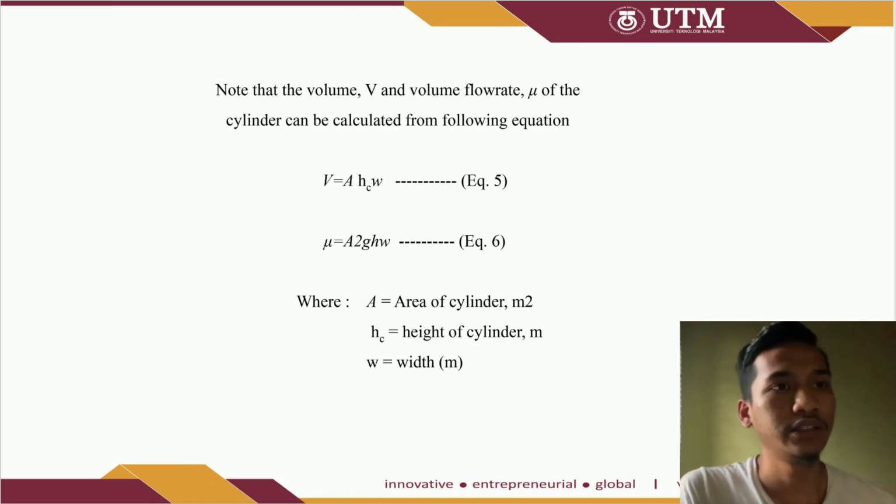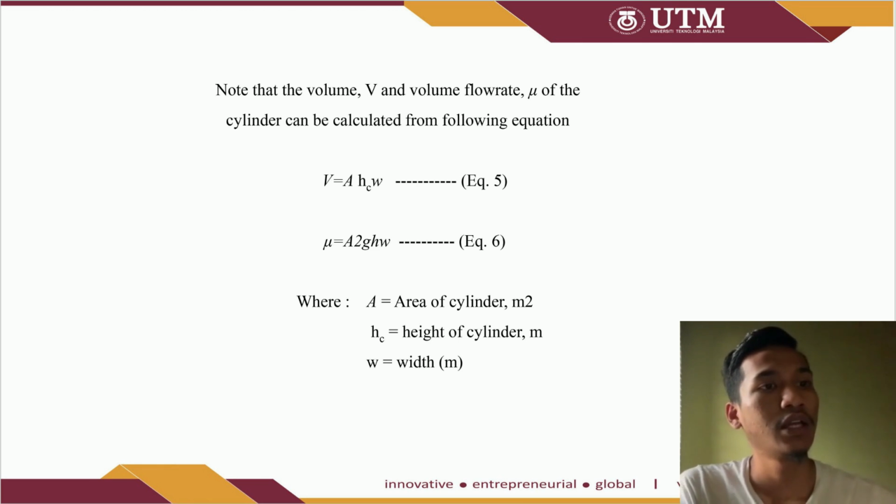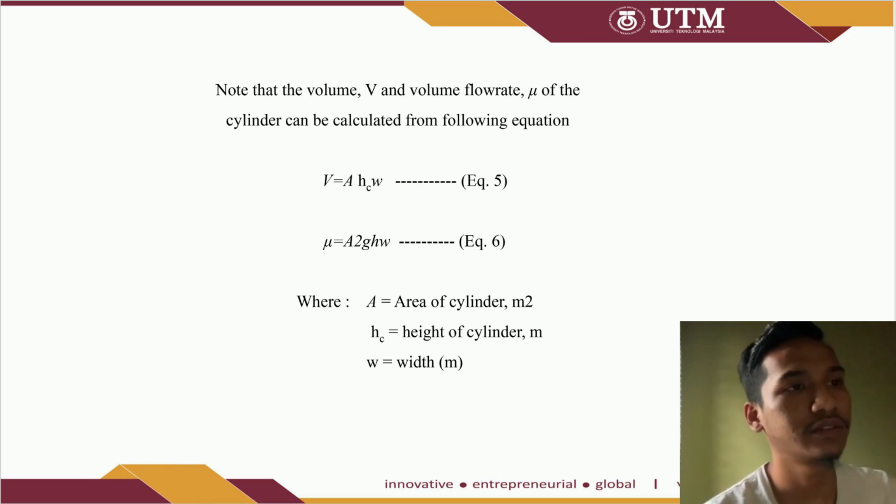Take note that the volume and volume flow rate of the cylinder can be calculated from the following equation, which V is equal to A times H times W, or flow rate is equal to A times square root of 2gh, where A is area of cylinder in meter squared, C is height of cylinder in meter, and W is width, which is calculated in meter.